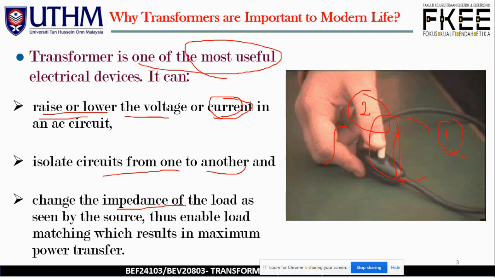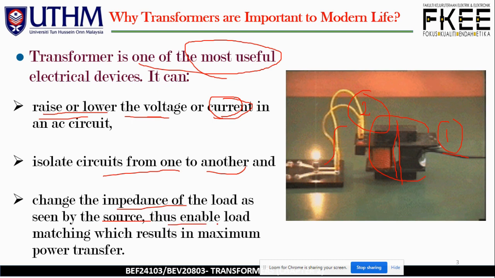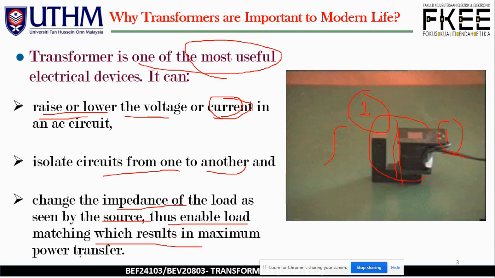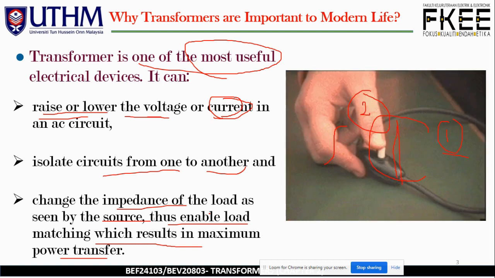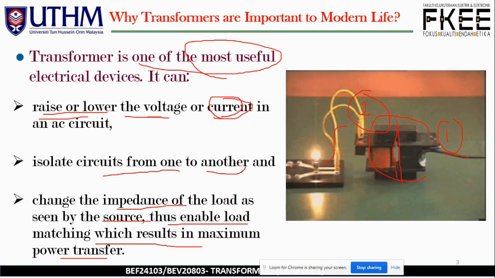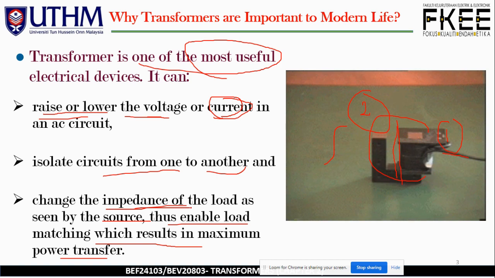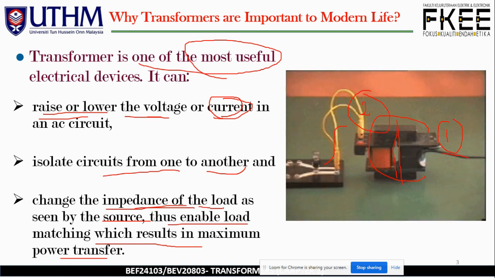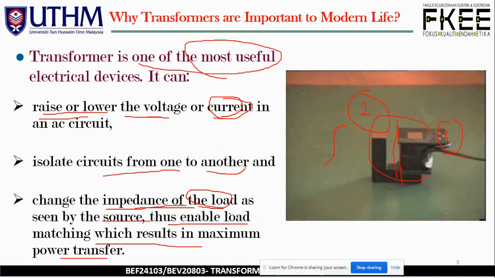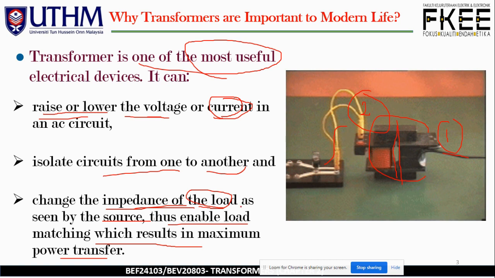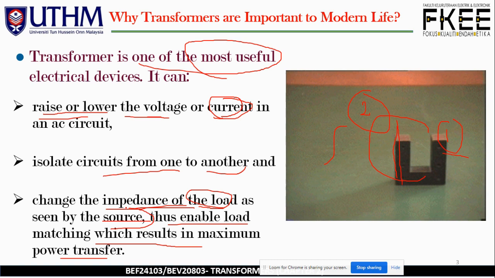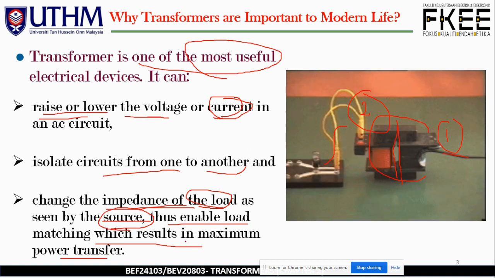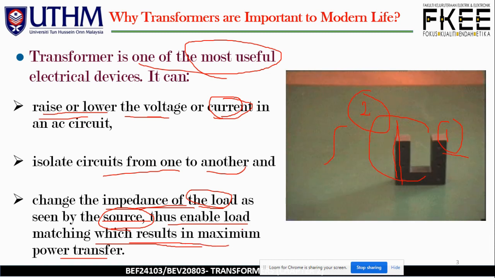So to change the impedance of the load as seen by the source does enable load matching, which results in maximum power transfer. So we will see in the content of the chapter how we are able to change the impedance, especially the load, as seen by the source. We can actually move the loads in the equivalent circuit into the source side, which enables the load matching that gives us the maximum power transfer.